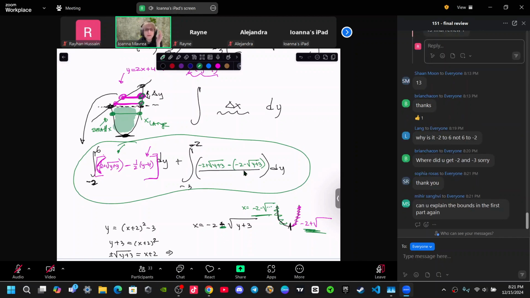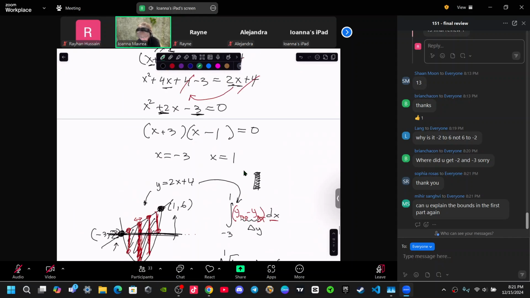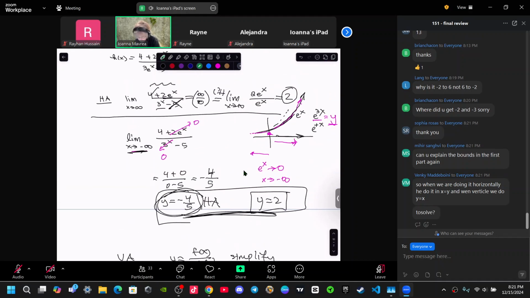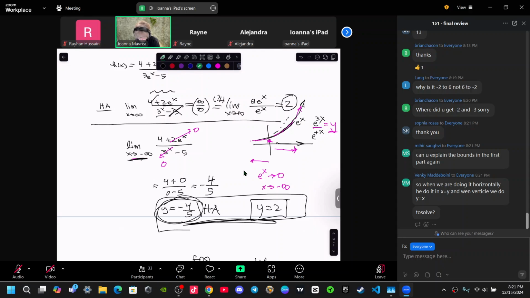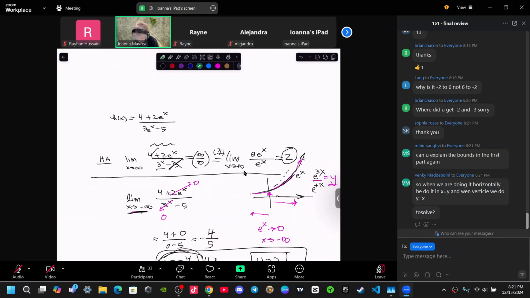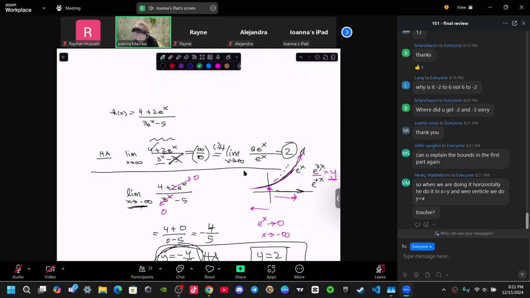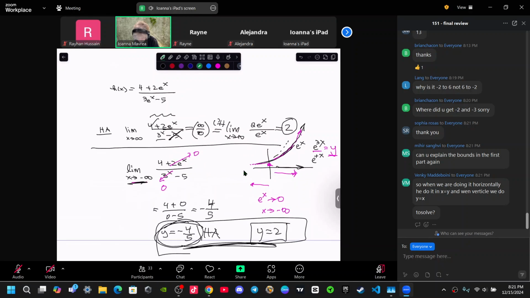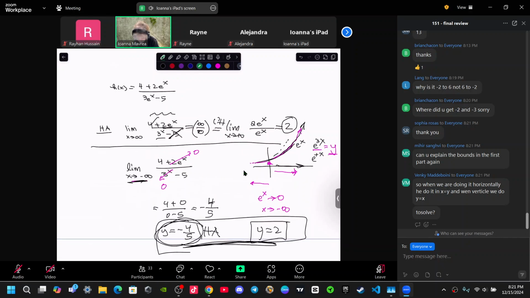I want to go back because somebody said something. So I want to go back to this problem here. Yeah, so there were two, where are they? There were two asymptotes here. Why write 2/3? Why is that 2?